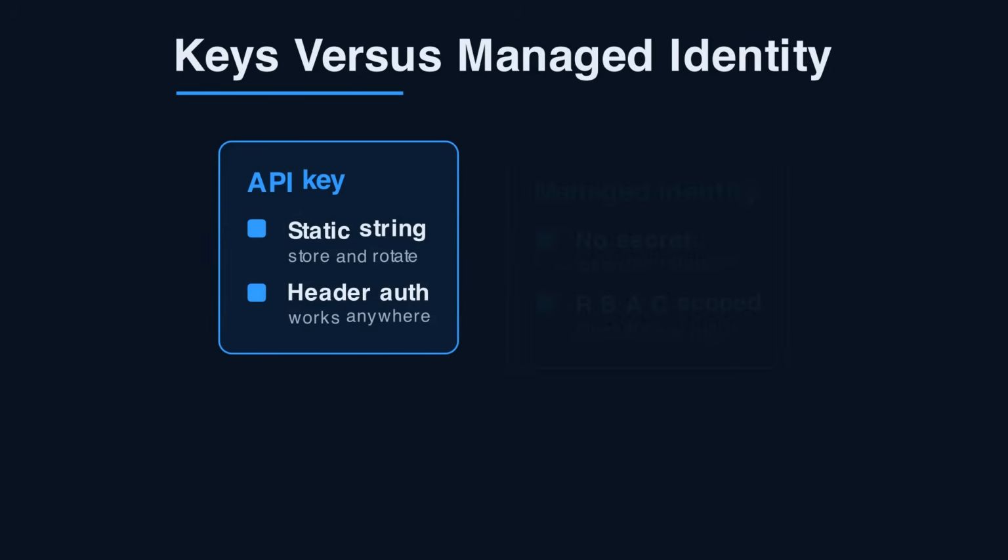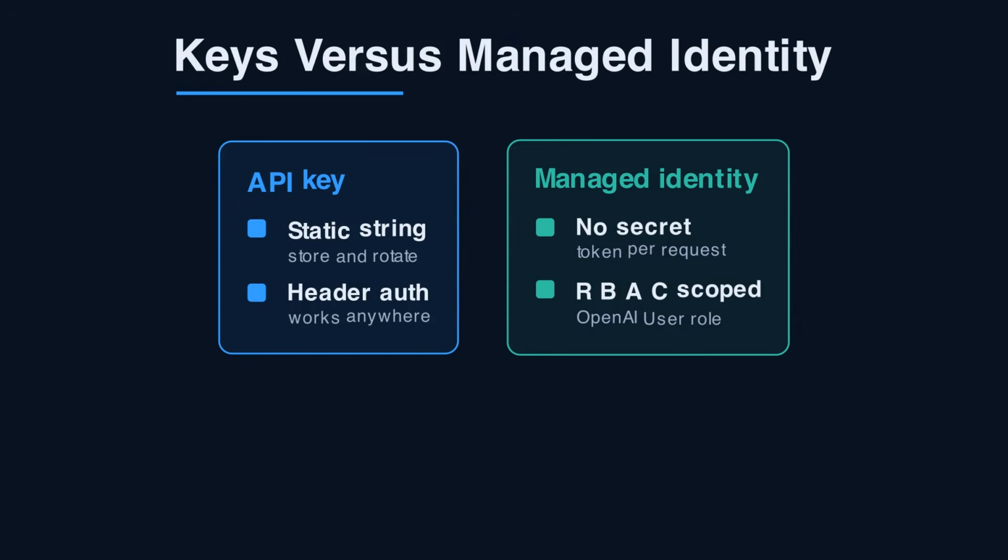First real decision. How do you authenticate? The quickstart path is an API key, a static string you stash in Key Vault and pass as a header. It works everywhere, but it's a long-lived secret you have to rotate and protect. The architect's preference for anything running in Azure is managed identity with Entra ID. Your app gets a token automatically, scoped by role-based access control, with no secret to leak. The rule of thumb: use keys only for local prototyping, and use managed identity in production. Grant the Cognitive Services OpenAI User role and you're done.